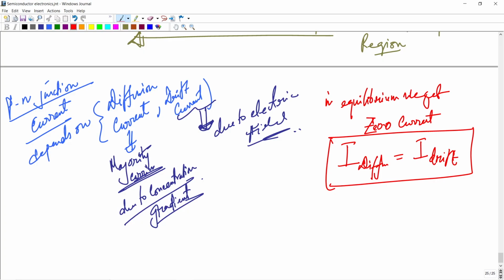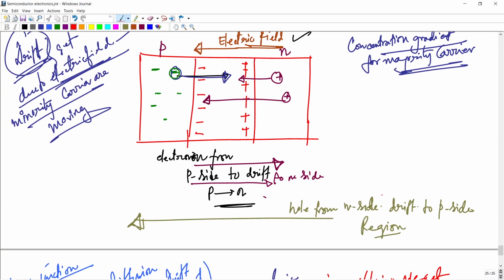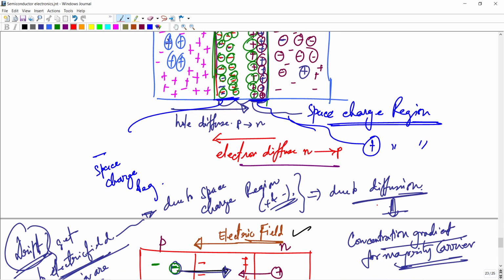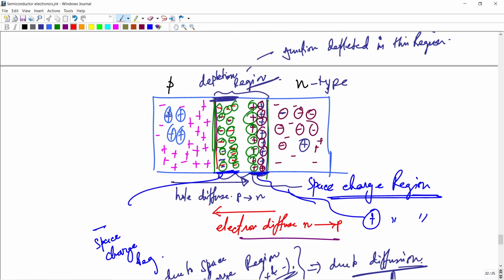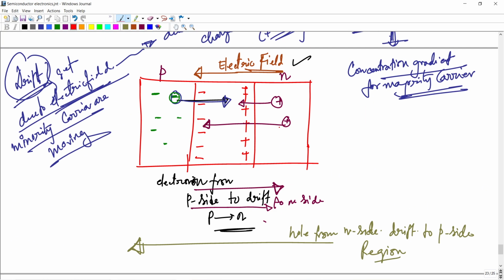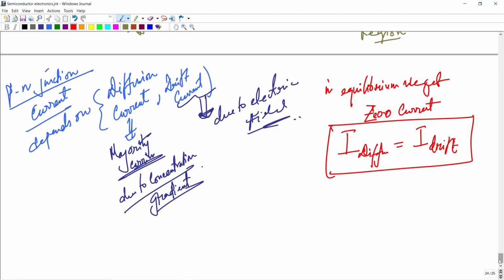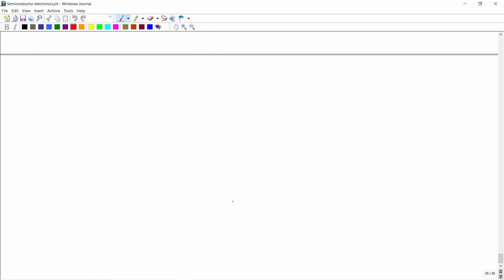By equilibrium, diffusion current is large and drift is first very small. Diffusion is very high, but as time goes on, more diffusion means more space charge region, so the junction is more extended. So let me draw the diagram again.